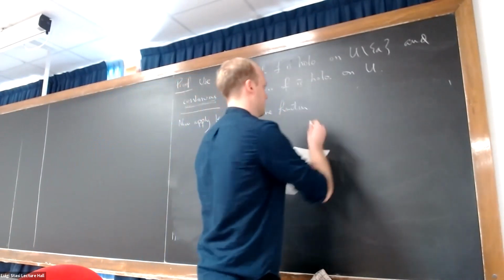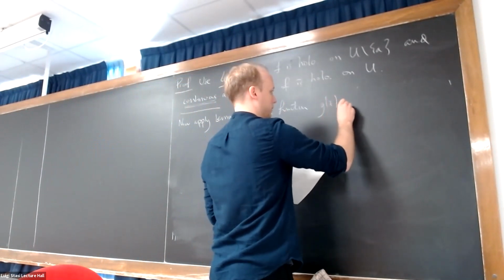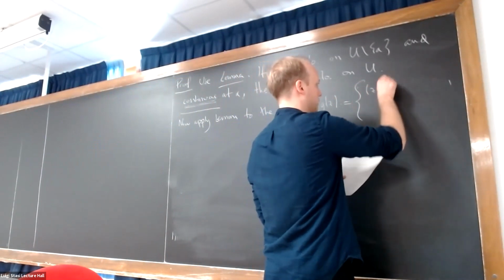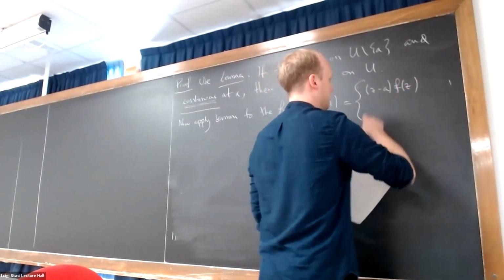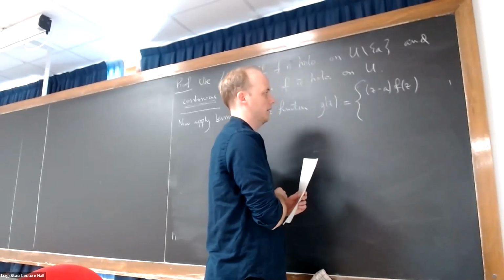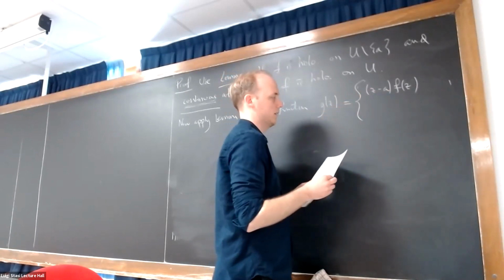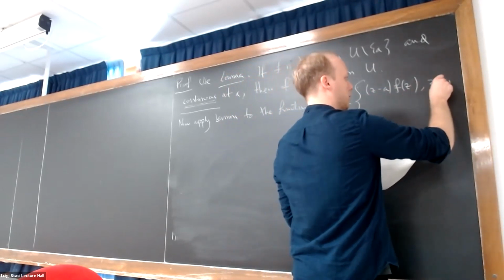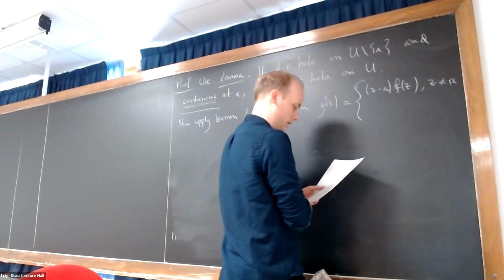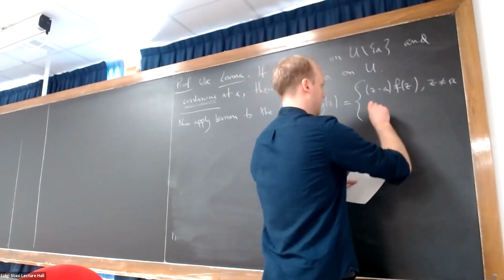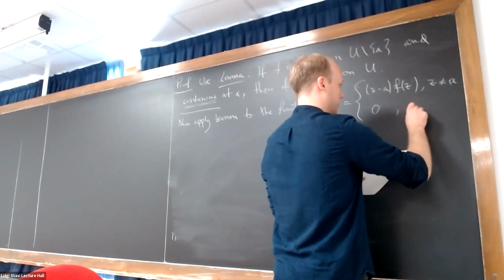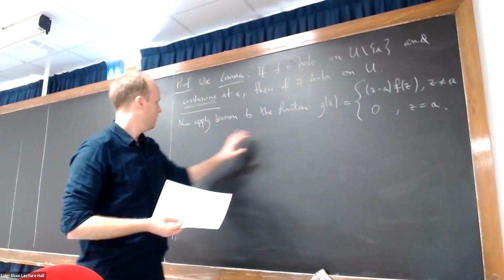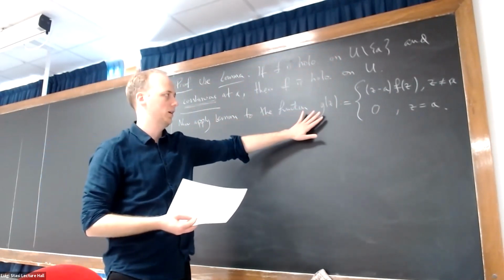And it's the following function. So g of z, which we define to be, as very often, z minus a times f of z, which was the thing that went to 0 when z tends to a. So this is how we define it if z is not equal to a. And if z is equal to a, then we let it be 0. Okay, so we define such a function, and then we apply the lemma to this function.